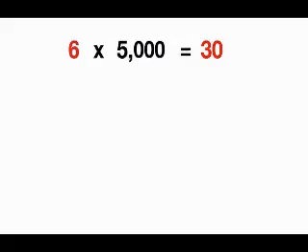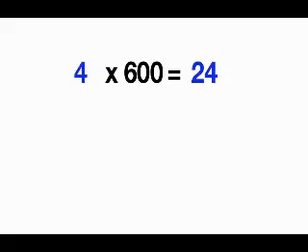Let's look at one more, just doing it the fast way. If we're trying to multiply 6 times 5,000, well, we could do this by just doing 6 multiplied by 5. 6 times 5 is 30, and then we have to add our 3 zeros. Our answer is 30,000.